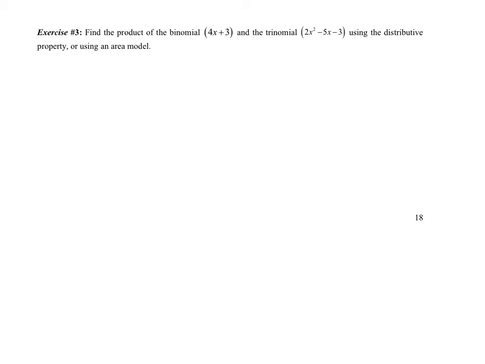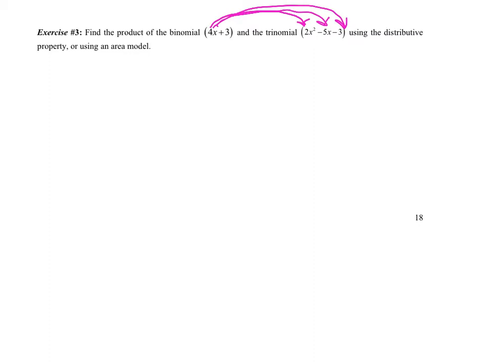Exercise 3. Find the product of the binomial and the trinomial using the distributive property or using an area model. All right, so we are basically triple distributing here. If you want to use the box, that's fine. I'm not going to. So I need to distribute that 4x 3 times and watch your signs in front.